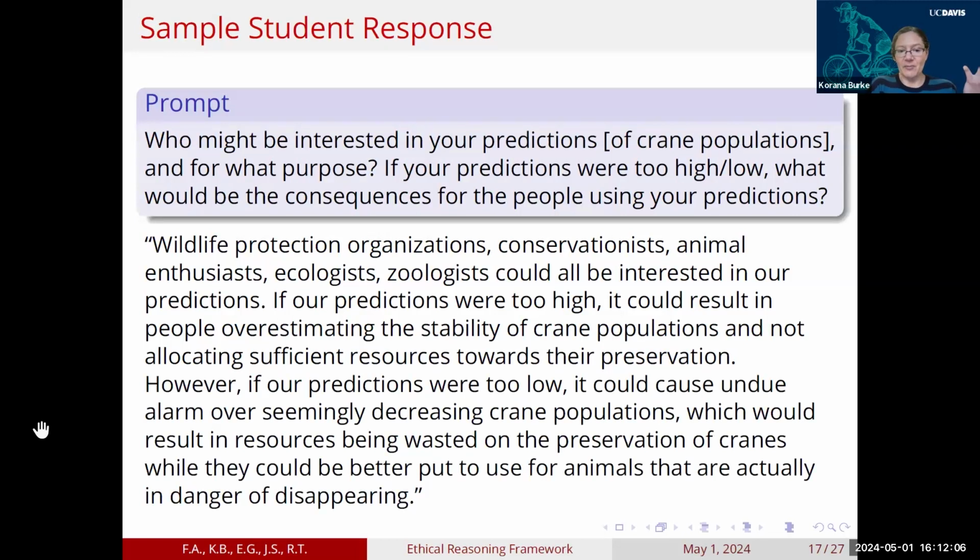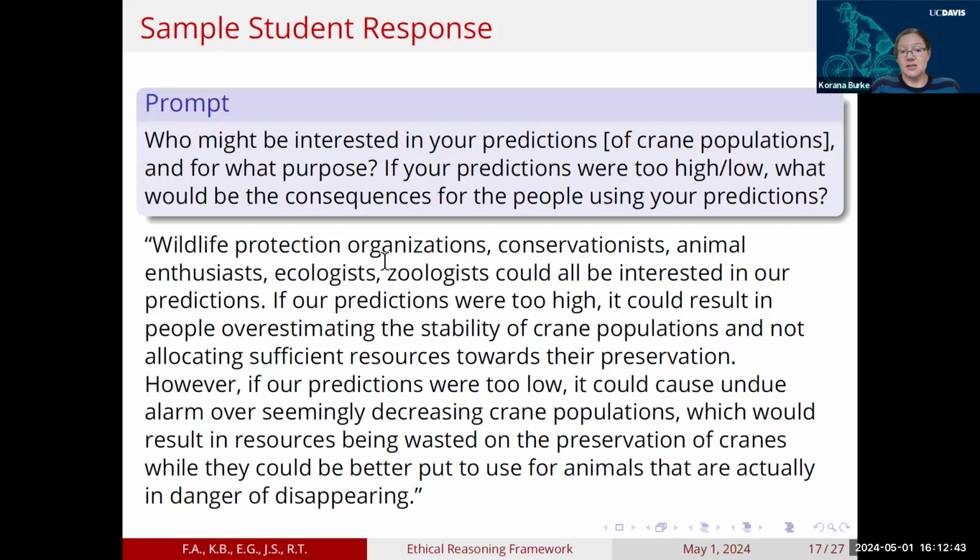And then, however, if our predictions were too low, it could cause undue alarm over seemingly decreasing crane populations, which would result in resources being wasted on the preservation of cranes, while they could be better put to use for animals that are actually in danger of disappearing. So something like this is what I was never asked when I was given these types of questions as a student. And it's something that I frankly am a little bit upset that I was never asked until I started interacting with people who also think about ethical reasoning.